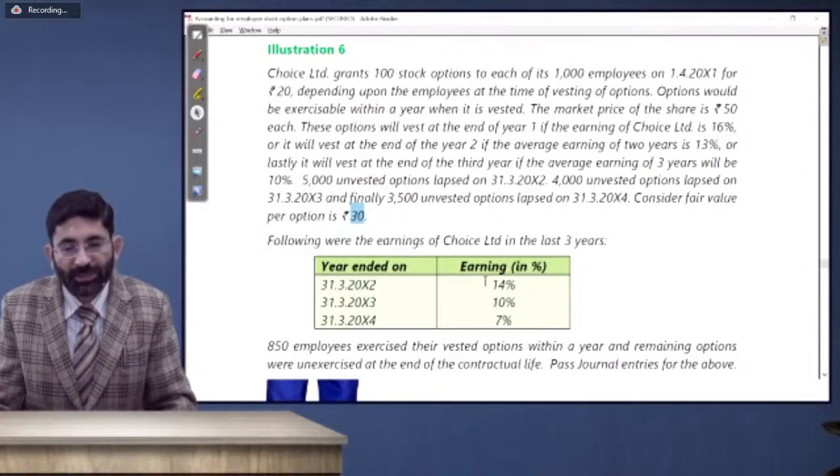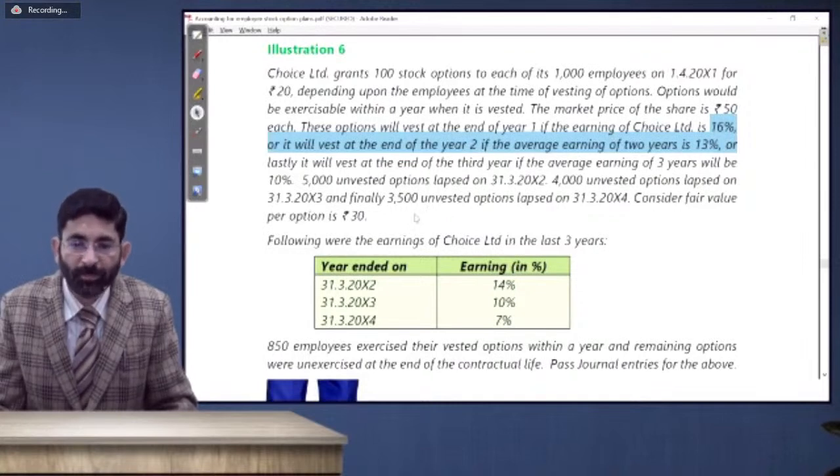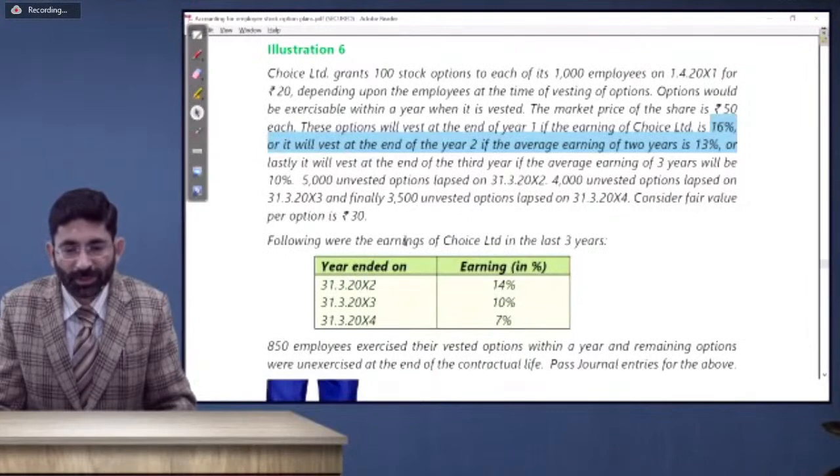Now, in the first year, what happened? In the first year, 14% is our earning. We have already told our employees that you must work hard and we must earn 16% minimum. If we will not earn 16%, we will not give you the right to purchase these options.